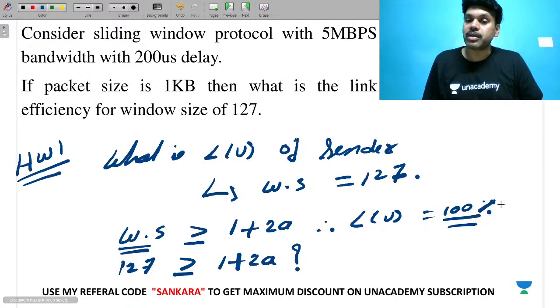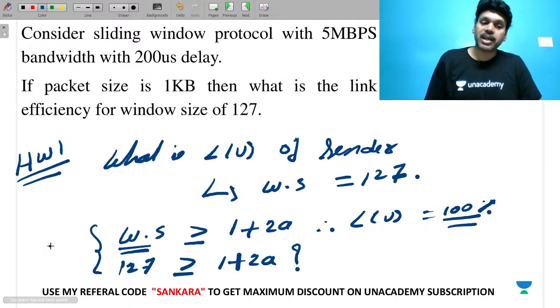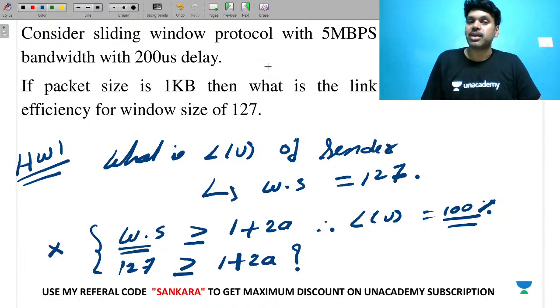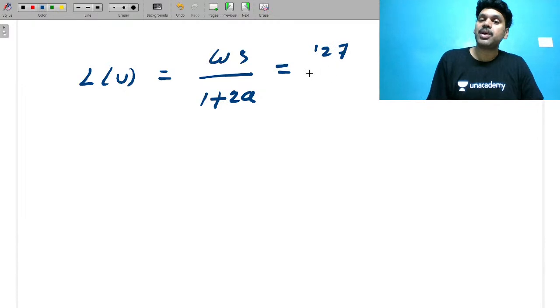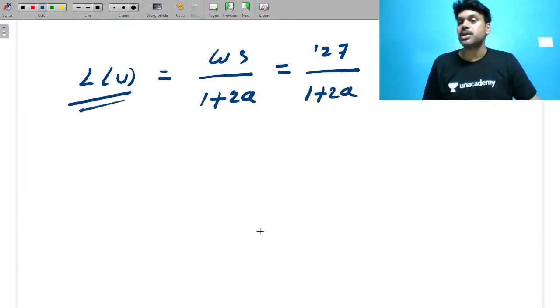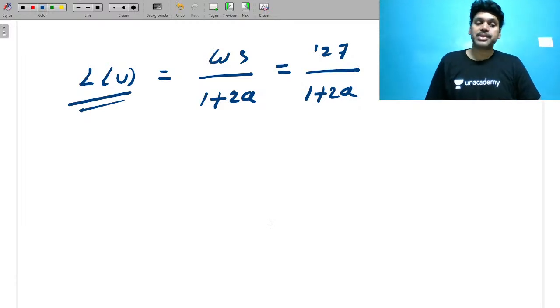If not, if this condition fails, then you go to the second condition. What is that? You know. Your efficiency is window size by 1 plus 2a. Already the window size is given to you. You find your 1 plus 2a value, then you will understand, if not 100%, what will be the link efficiency.